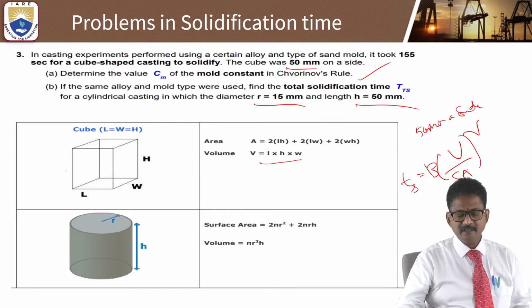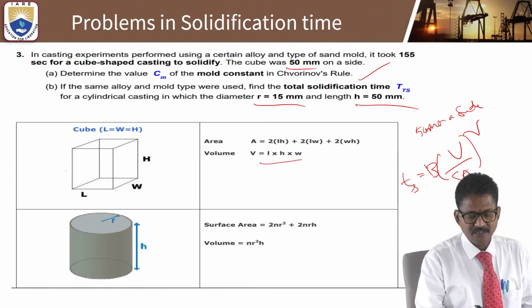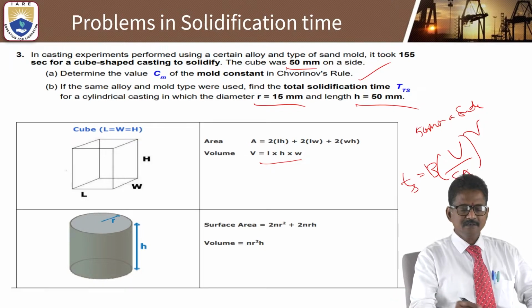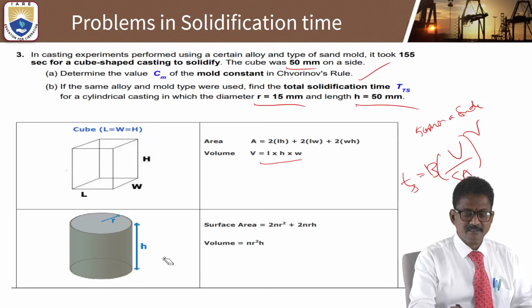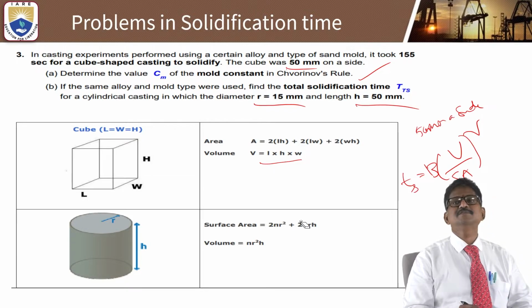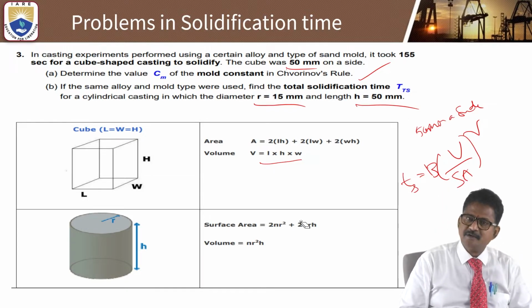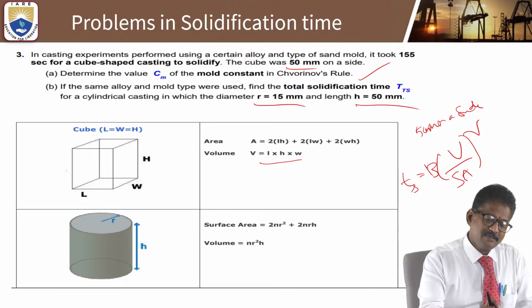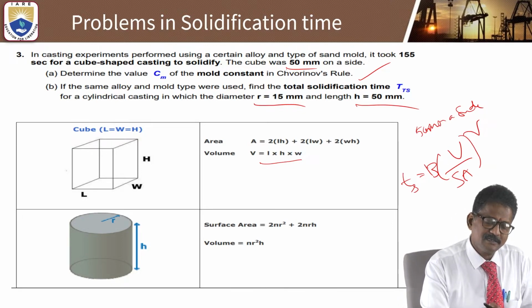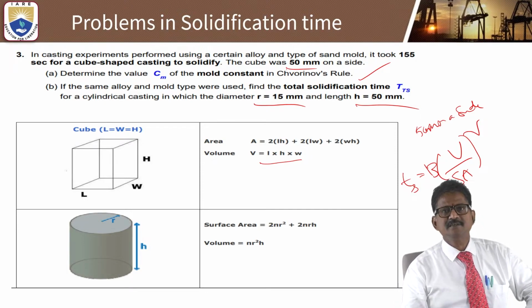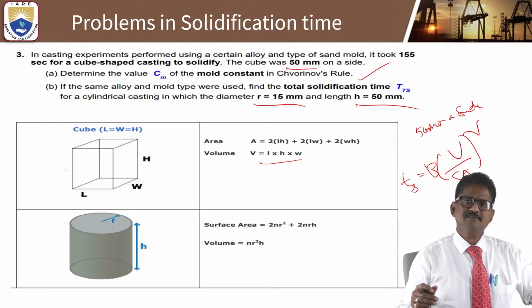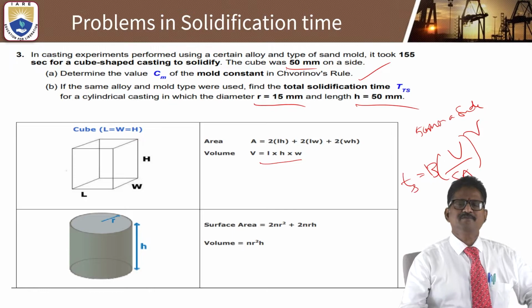Similarly, you can do this for another casting, a cylinder with radius r and height h. The surface area is 2 pi r square plus 2 pi r h, and the volume is pi r square h. The height of the cylinder we can also call the thickness. So this is what the problem gives.